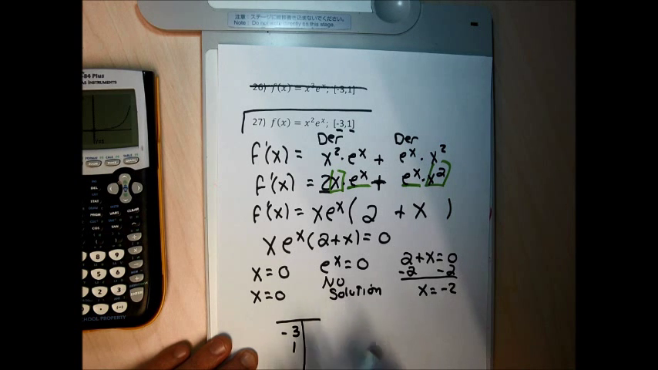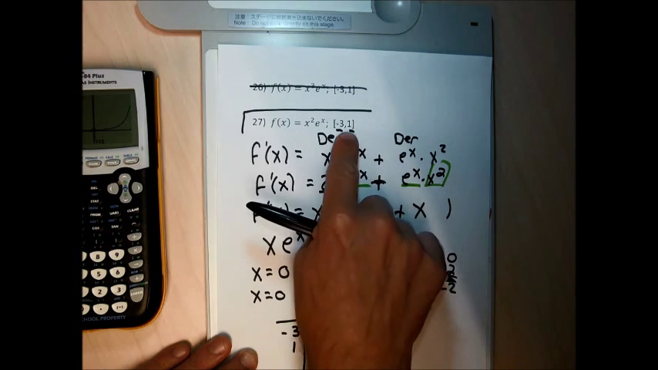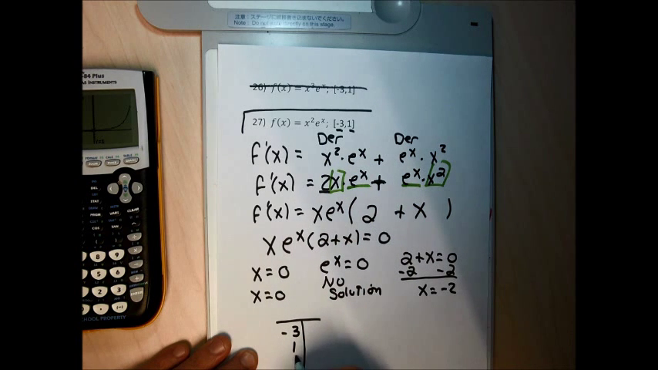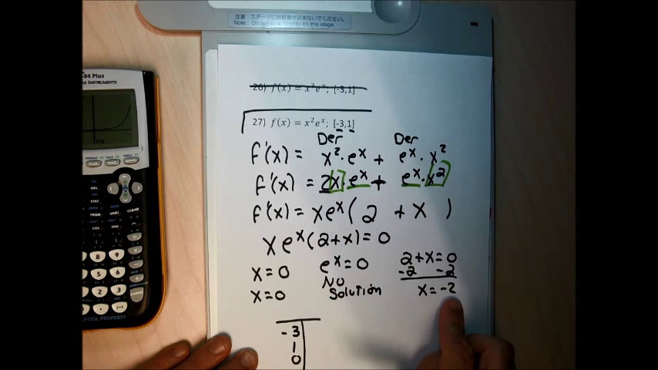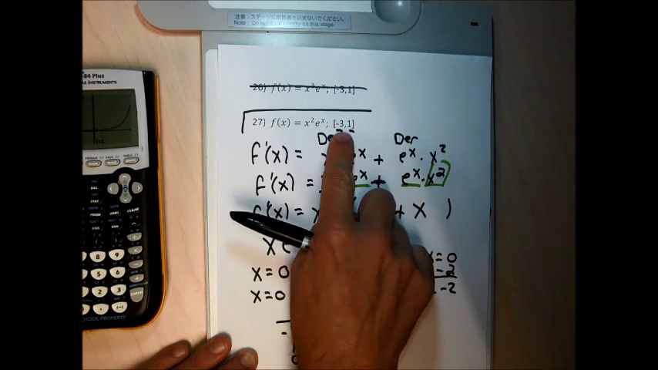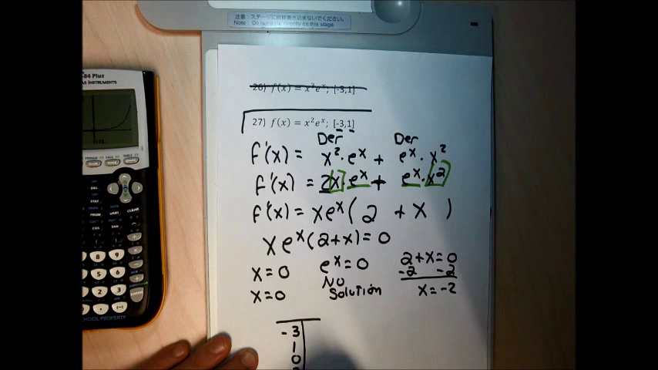And then when I get the critical numbers, I ask myself, are they in the given interval or outside the given interval? If they're in the given interval, they need to be considered. 0 is in between negative 3 and 1. It needs to be included. Negative 2 is also in between negative 3 and 1. It needs to be included. So those are my x values.